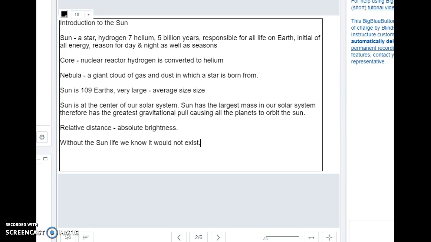We would not have day and night. We would not have seasons. We would not have this initial source of energy, this energy that makes all life prosperous. The sun being the initial source of energy, all life uses that energy in some way, either directly or indirectly. We would not have our solar system in terms of our planet Earth orbiting around the sun. We would not have any of these things without the sun.